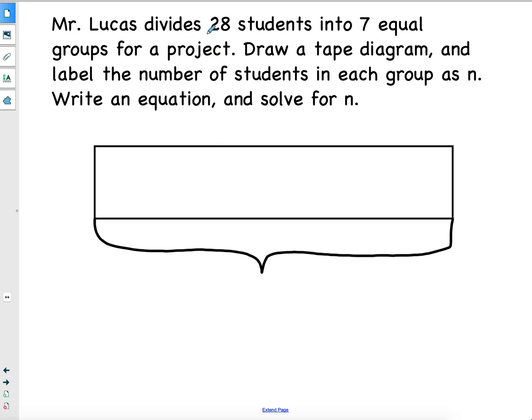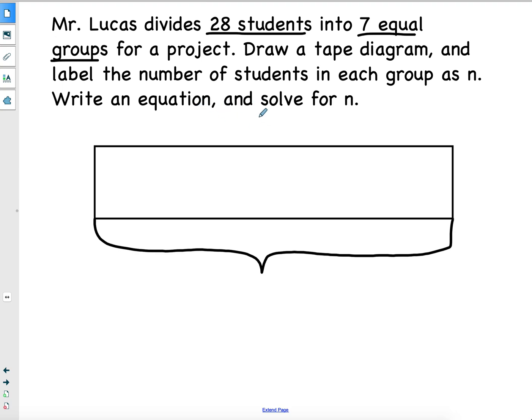Mr. Lucas divides 28 students into 7 equal groups for a project. Draw a tape diagram and label the number of students in each group as N. Write an equation and solve for N. So you're dividing 28 students into 7 equal groups, and you're going to label your tape diagram with the total of 28 students, 7 groups, and N is going to represent the number in each group until you solve.